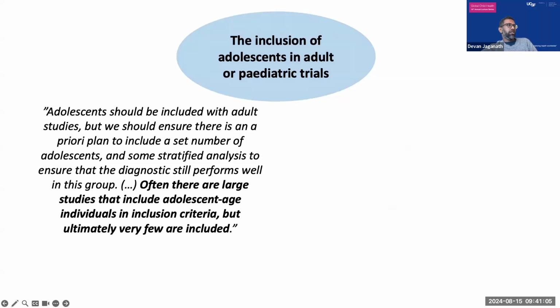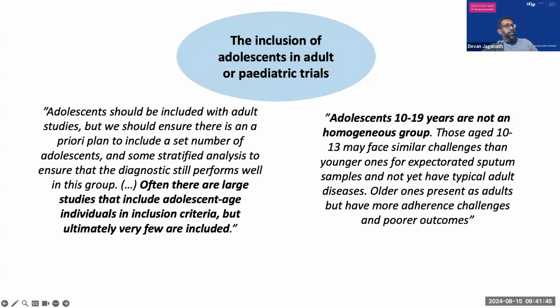In terms of the inclusion of adolescents potentially in those adult studies, again, recognizing they have adult-like disease, we had an interesting array of opinions. So this person noted that they should be included, but then also noted that there should be a clear analysis plan for them in those studies, because sometimes trials and other studies may say, we include adolescents, but they don't necessarily include enough in order to have a core opinion related to that population.